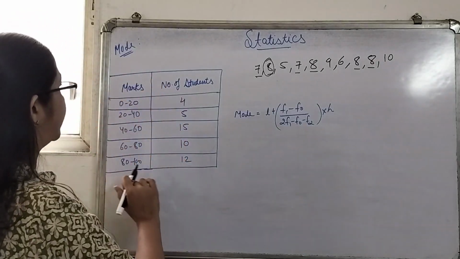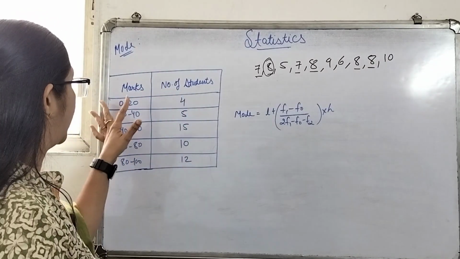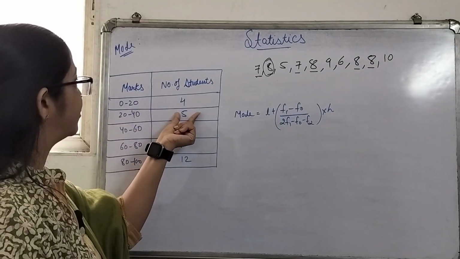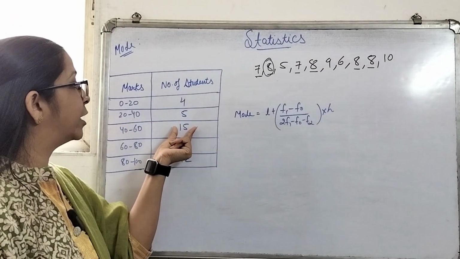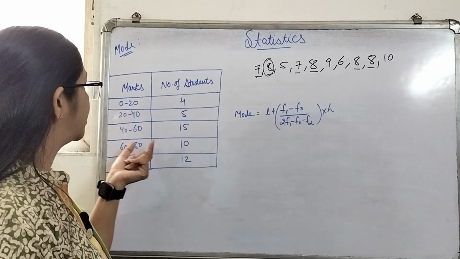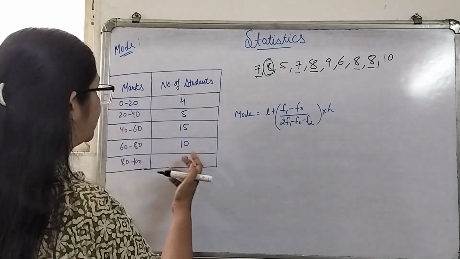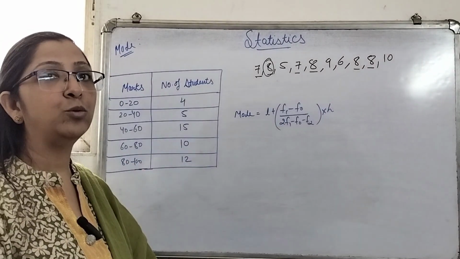So over here we can see that from 0 to 20 there are 4 students who have secured these marks. There are 5 students who have secured between 20 to 40. There are 15 students who have secured between 40 to 60. There are 10 students who have secured between 60 to 80. And similarly there are 12 students who have secured between 80 to 100.